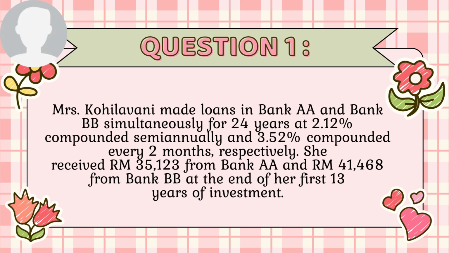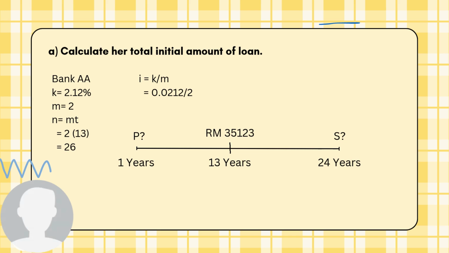This question is under the topic of compound interest. Mrs. Kohila Vani made loans in Bank AA and Bank BB simultaneously for 24 years at 2.12% compounded semi-annually and 3.52% compounded every 2 months respectively. She received 25,123 ringgit from Bank AA and 41,468 ringgit from Bank BB at the end of her first 13 years of investment. Now on to question 1a, calculate her total initial amount of loan.